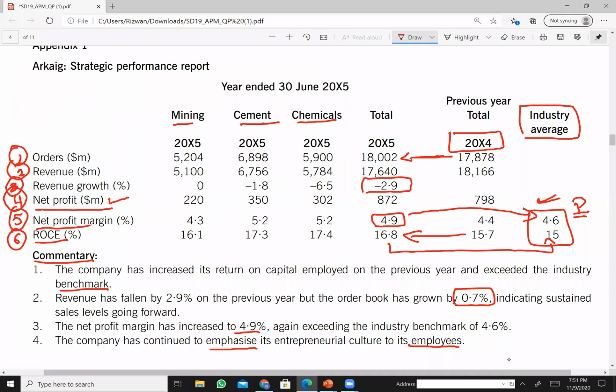Point number 4 of the commentary says the company has continued to emphasize its entrepreneurial culture to its employees. Now, my friends, mentioning just a comment is not enough. You don't have any indicator of that. Just simply mentioning that we are doing it is not enough. So make sure you don't make such a mistake by saying, okay, this is being measured. No, it is not being measured. It's just a comment and nothing else.